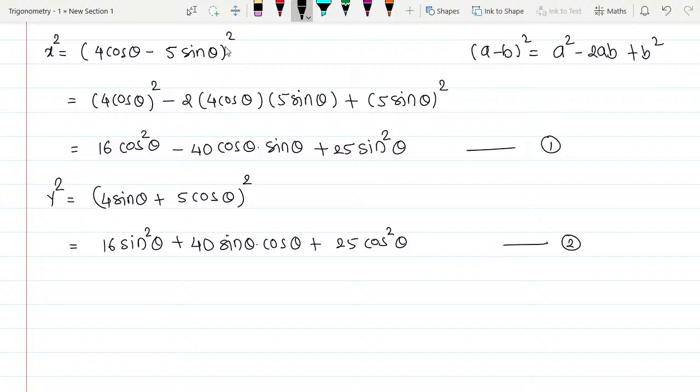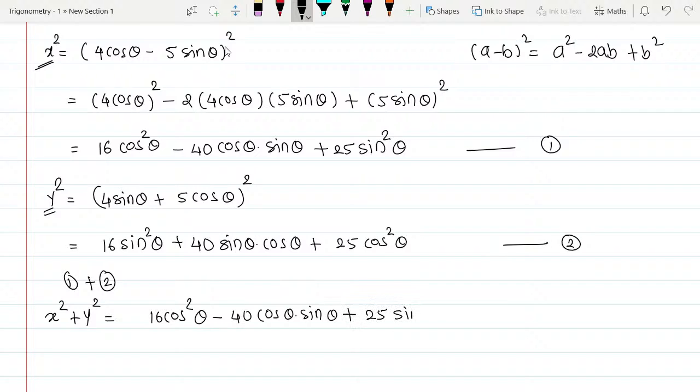Now add equations 1 and 2, or you take x square plus y square. So what happens? Adding 1 and 2, what will you get? x square plus y square. So first equation plus second equation. What is the first equation? This is my first equation: 16 cos square theta minus 40 cos theta into sin theta plus 25 sin square theta. This is my first equation.